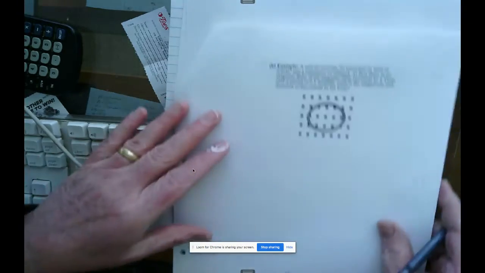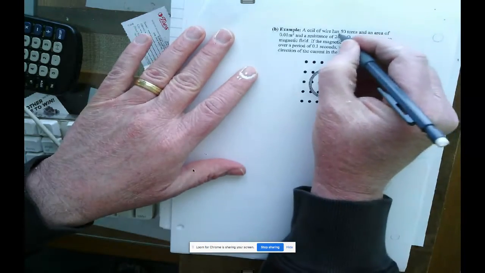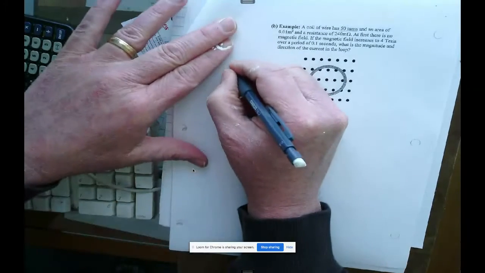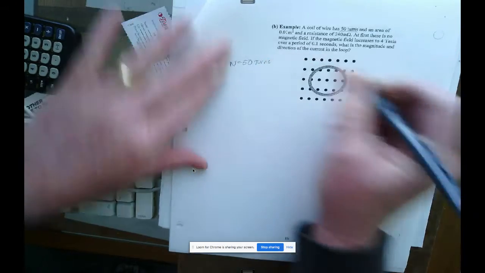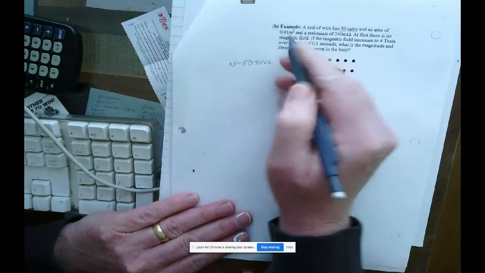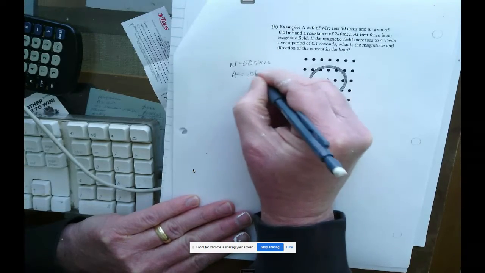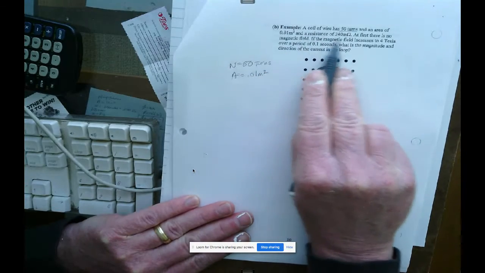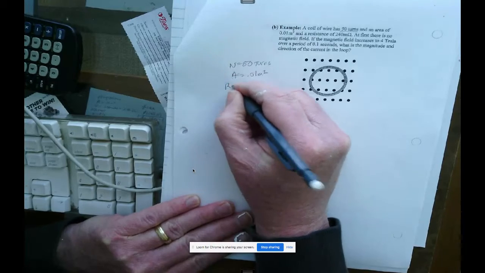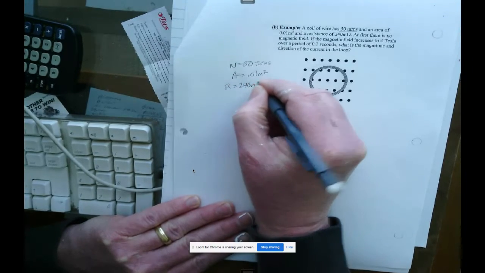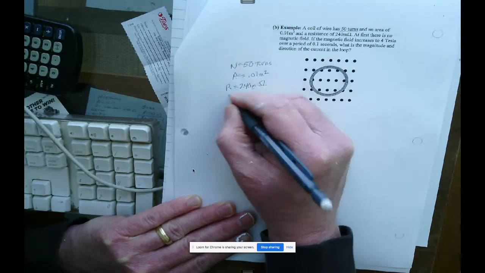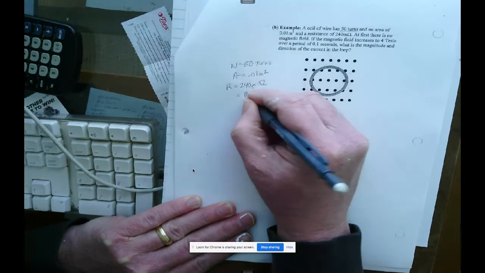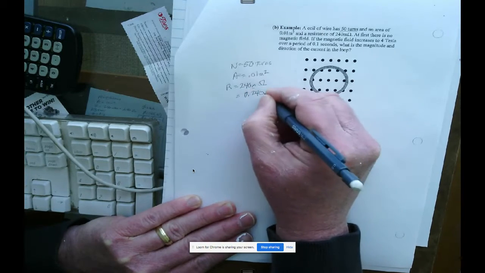So we're going to do two examples. Our first example, we have a coil of wire of 50 turns. So let's start making a list of variables. So we're going to have N is 50 turns, and an area of 0.01, so that's A. Area is in meters squared. Resistance of 240 milliohms. Now milli is 10 to the minus third, so I would move 3 places. So that's going to be 0.240 ohms for R.